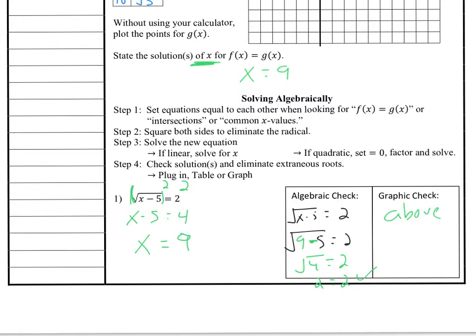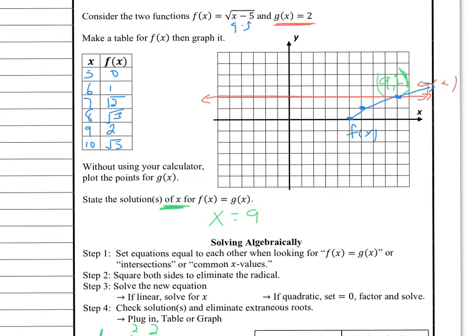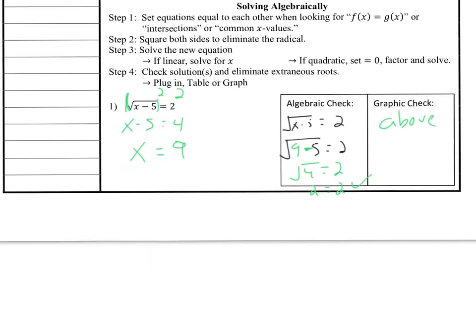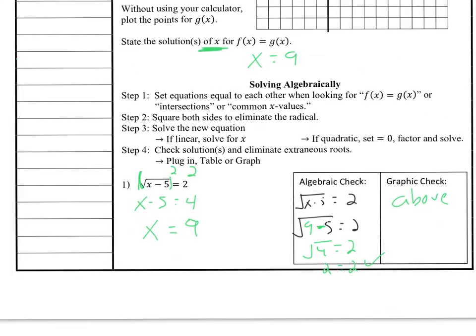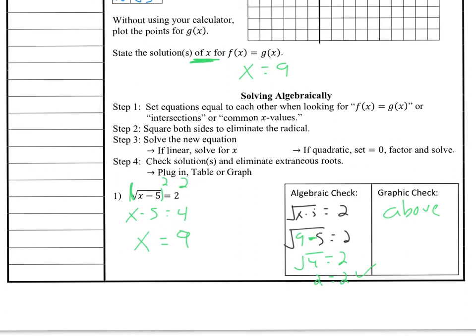The graphic check is right above. You can very clearly see when you look up above, right here, that it crossed right at x equals 9. So there's the answer. And that's the idea here. So let's move on to the next page.